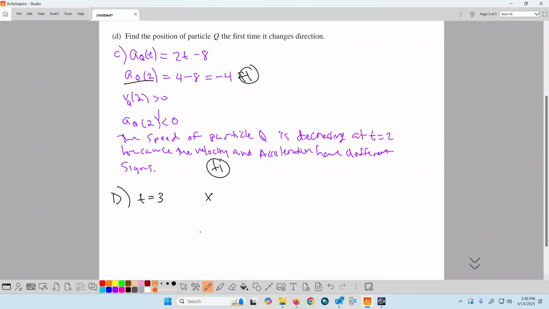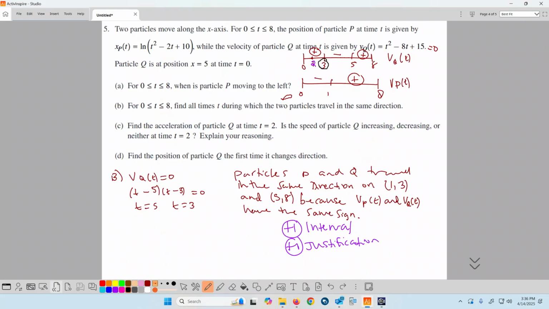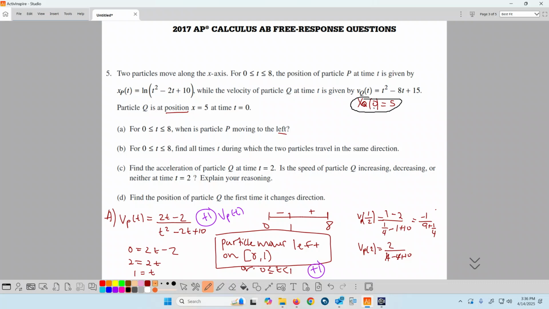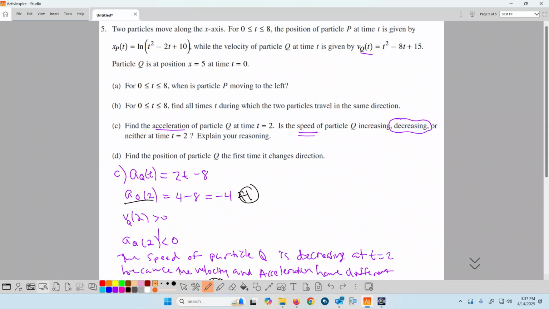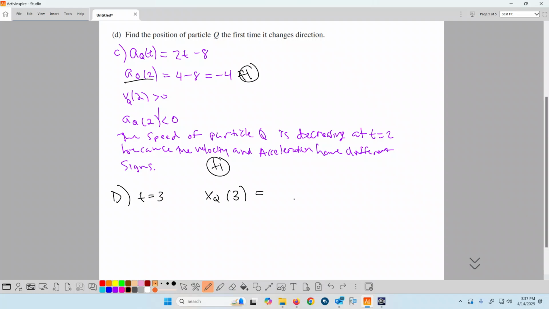Since we're looking for the position of the particle, aren't we basically looking for the position of particle Q at a time of 3? That's what we're looking for here, right? Well, do we have any initial values with particle Q? I actually wrote it way back here. Look, we haven't used this at all, or at least I don't think we have. Particle Q is at a position of 5 when the time is 0. So now we finally get to use that piece of information that we almost missed.